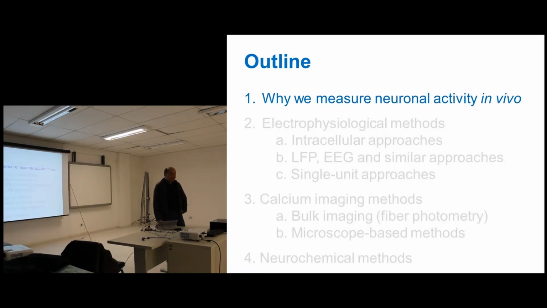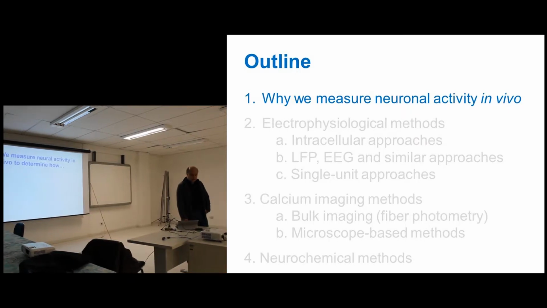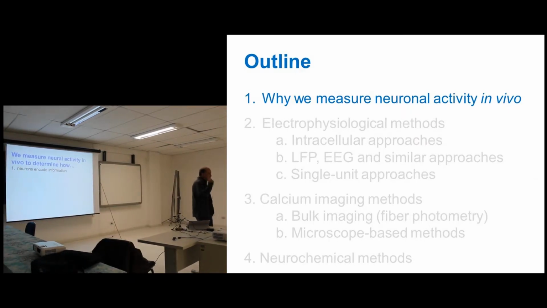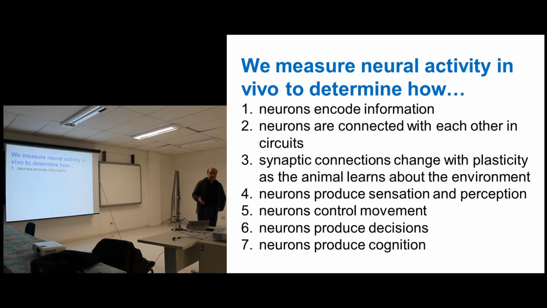So first, why do we measure neuronal activity in vivo? Well, really because as neuroscientists, we're interested in how neurons encode information. This is really the primary objective of much of neuroscience, is to figure out how information is stored and represented in the brain and how it's communicated from one part of the brain to the next. So that's really why we do it.